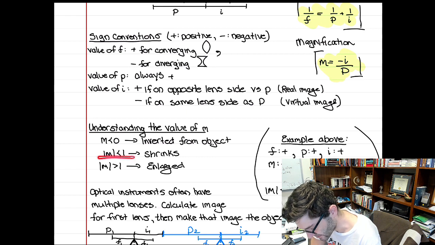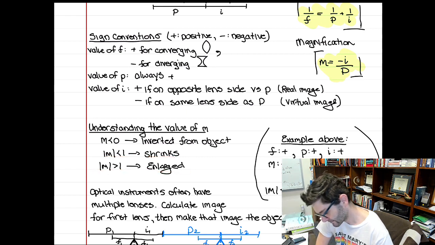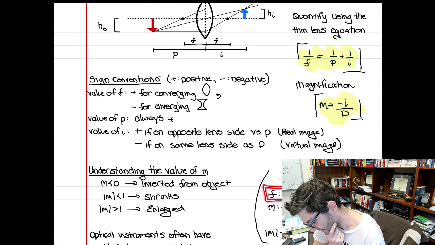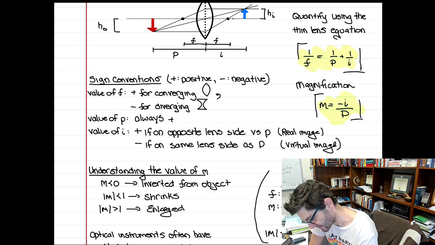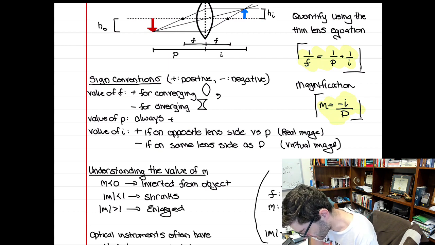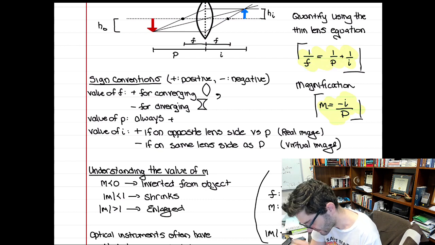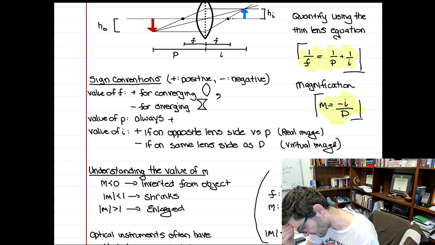If its absolute magnitude is less than 1, that just means it shrinks. If its absolute magnitude is greater than 1, that means it's enlarged. So for this example above, the focal value would be a positive number, since it's a converging lens. p is always a positive number, and i would end up being a positive number. Usually i is what you're solving for. So if I know f and p, I can solve for i, right? And i, if it's a positive number, means that it's a real image on the other side. If it's negative, it will be on the same side as the object.